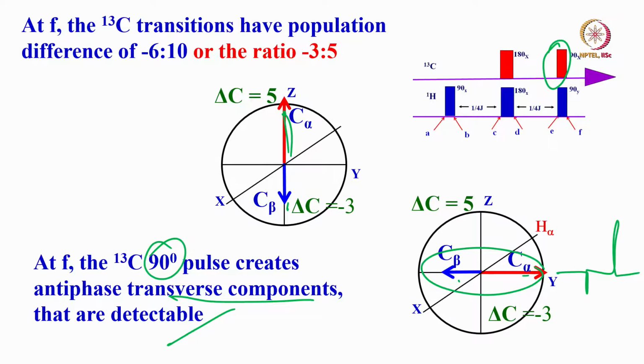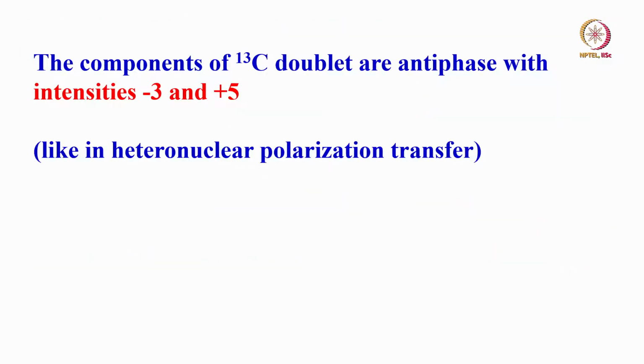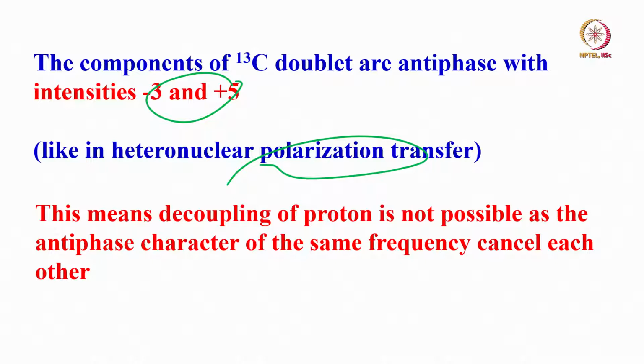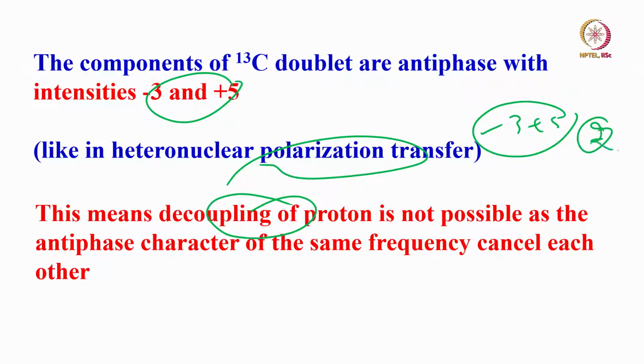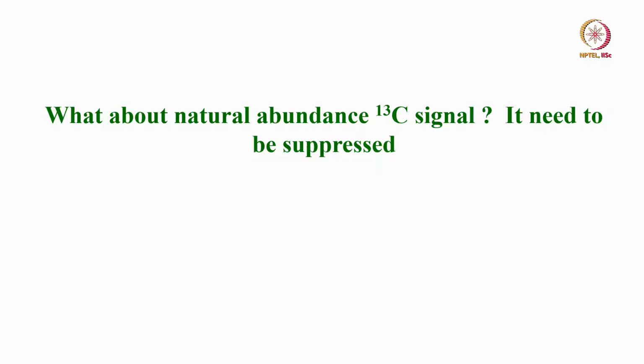Very interesting thing happened now. But again the same problem. Components of the doublet are antiphase with intensity minus 3 and 5, like what we saw in the heteronuclear polarization transfer, especially for population inversion and selective population transfer. This means you cannot do the decoupling, because with minus 3 and plus 5, if you do the decoupling, you will get only plus 2. Whatever gain you got is lost. It is of no use. So instead of cancelling the intensity, we have to somehow make sure that we get the signal. We will have to give a certain delay and do that.